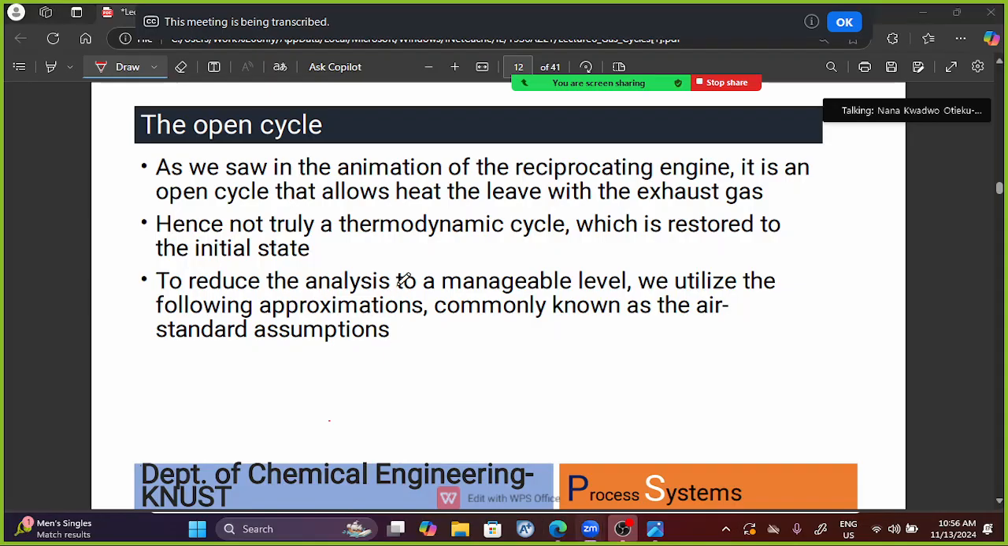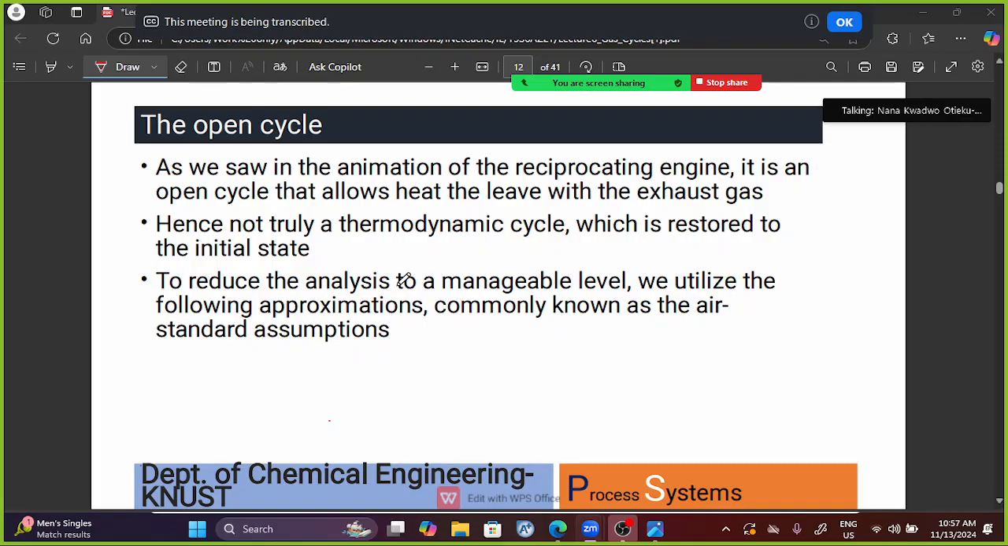So we have what we call an open cycle. Now the thing about the reciprocating engine is that it is an open cycle, so it allows heat to leave with the exhaust gas. I'll explain what that means. Okay, so it's not truly a thermodynamic cycle which is restored to the initial state.